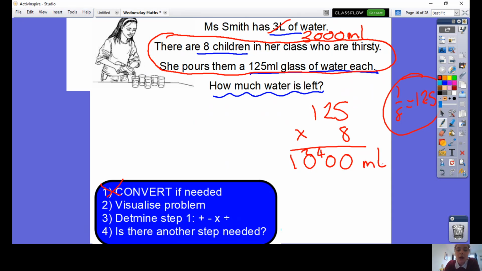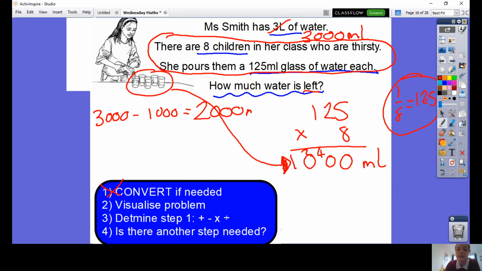So she's poured out 8 glasses of 125 millilitres and that in total is 1,000 millilitres. But I haven't solved my problem yet. She's poured away 1,000 millilitres. How much is left? Step 2, how much is left? I'm going to do a subtraction. 3,000 millilitres take away 1,000 millilitres will give me 2,000 millilitres.